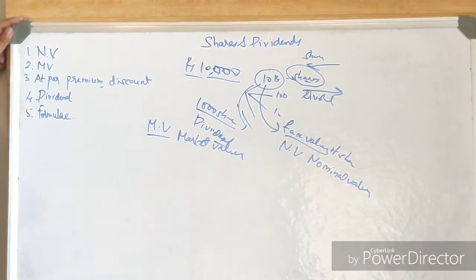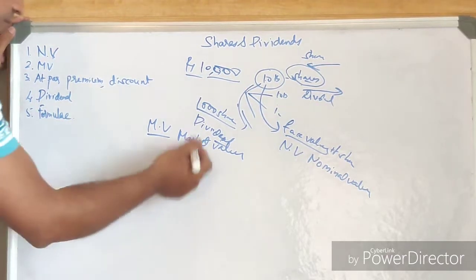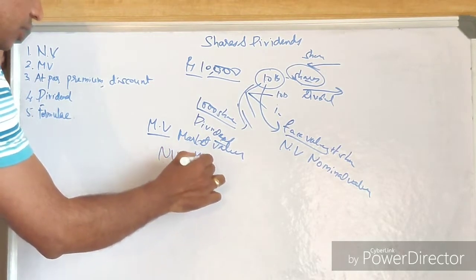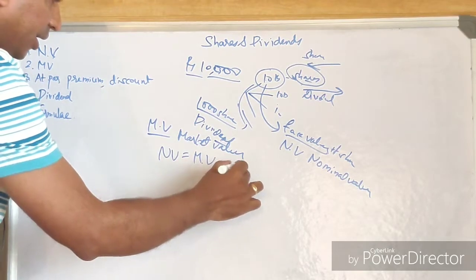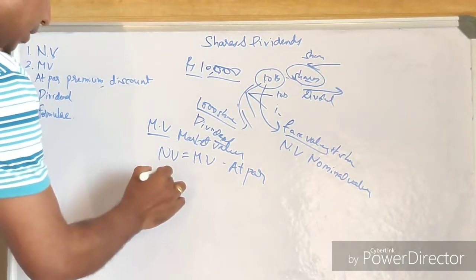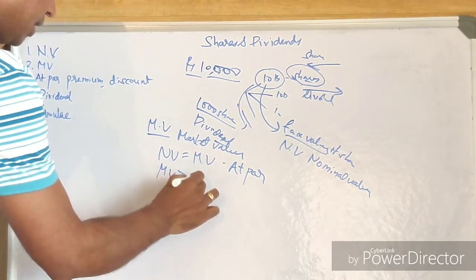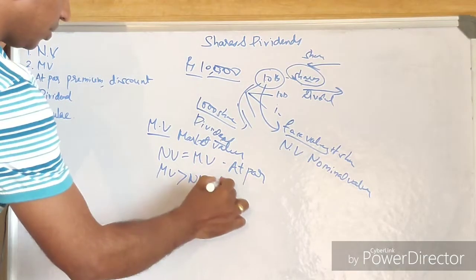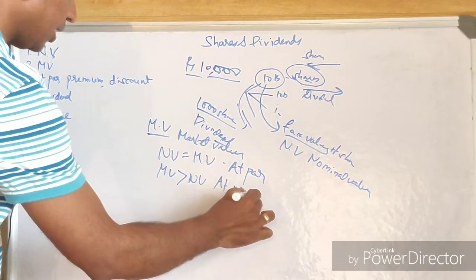Now we'll define one more terminology, called at par. If you buy the shares at the nominal value, that is, the MV equals the NV, it is called at par. Suppose you want to buy at a premium. Premium means the MV is greater than the NV. Suppose the cost of one share is 10 rupees and you bought it by paying 15 rupees, that means you bought at a premium.